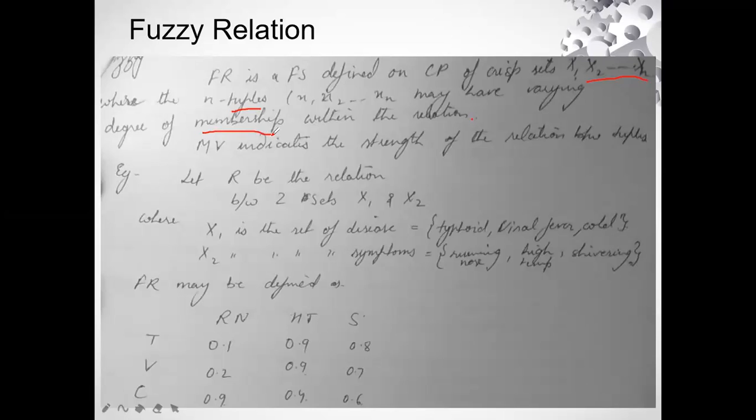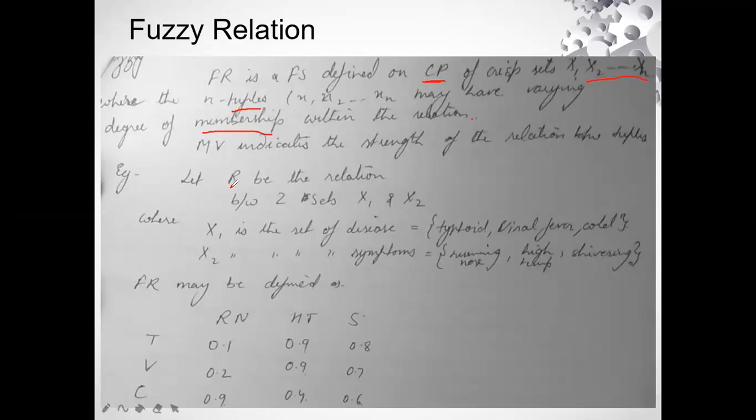Now, in the fuzzy relation, what we are saying is that there is a fuzzy set defined on the Cartesian product, so we have to understand the Cartesian product in this concept. The membership function indicates the strength of the relation between the tuples. Okay, so let's take an example and understand. Let R be the relation.